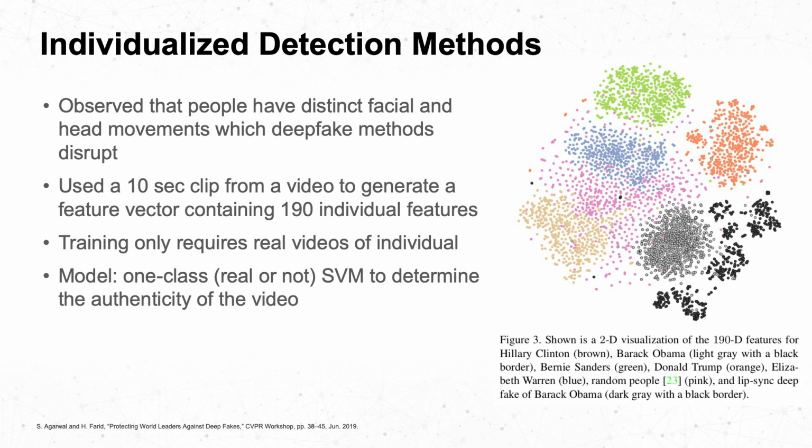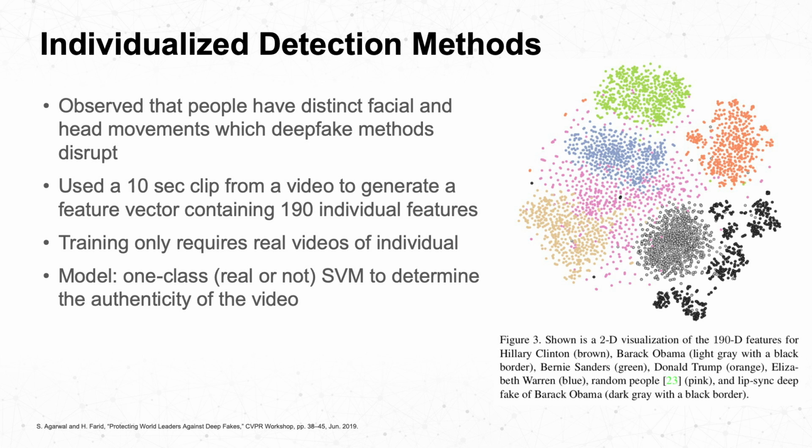So what the researchers did is they took a 10-second clip from a video, and from that clip, they're able to extract 190 different individual features. They then used a sliding window of 5 seconds and ran this sliding window across the length of the video and produced a number of feature vectors. These feature vectors, when mapped out to two-dimensional space, you can actually see here on the graphic to the right.